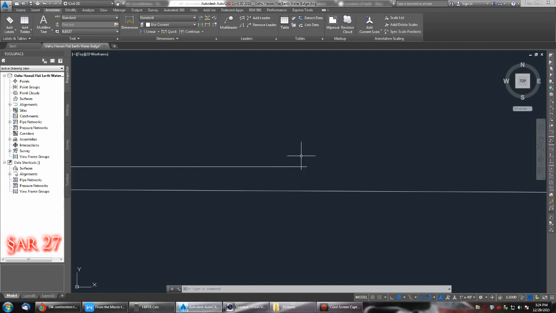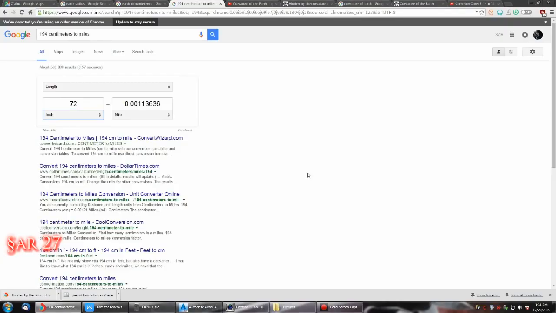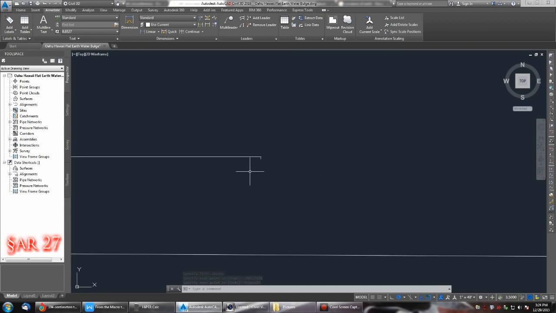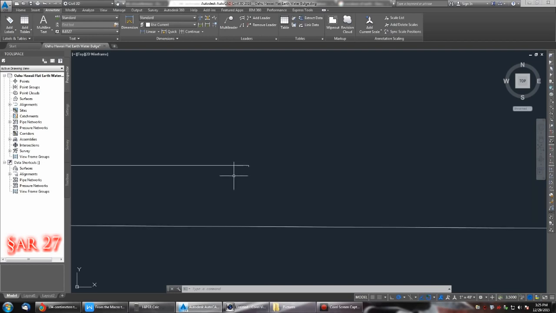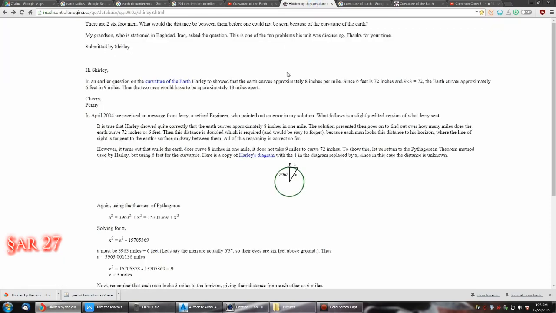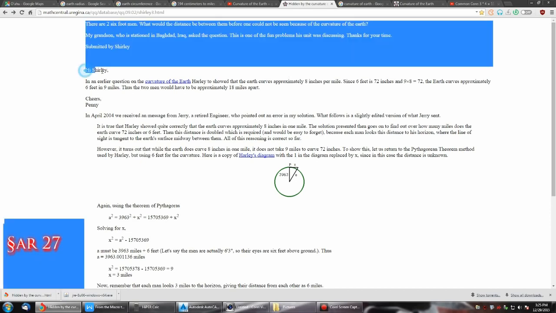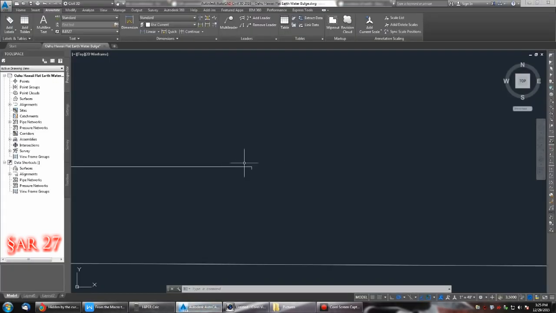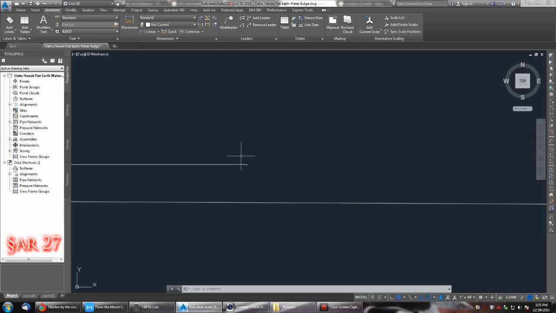So 0.00113636. Let's draw a line. 0.00113636. Oops, I forgot to put the point. 0.00113636. That's it. All right, there it is. That represents 72 inches. That represents the information they give kids. This is probably a teacher, an elder, that passes down this information. How can this be? It is the wrong math.